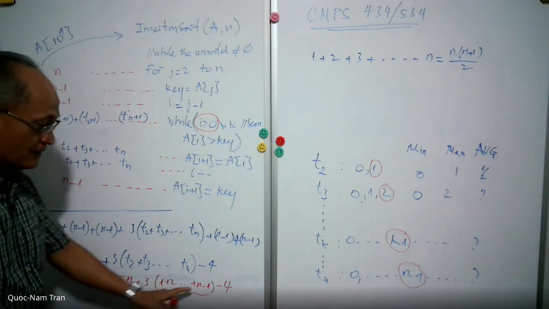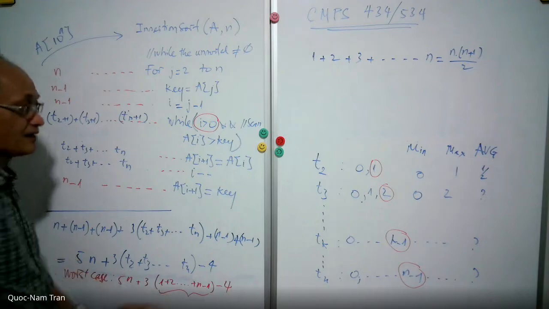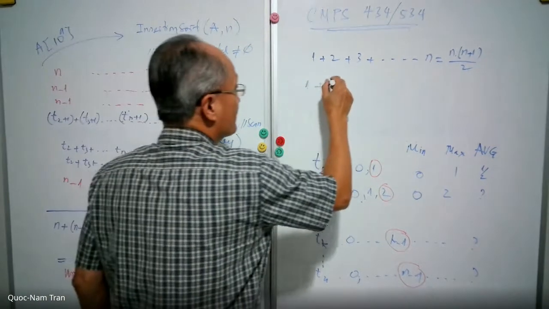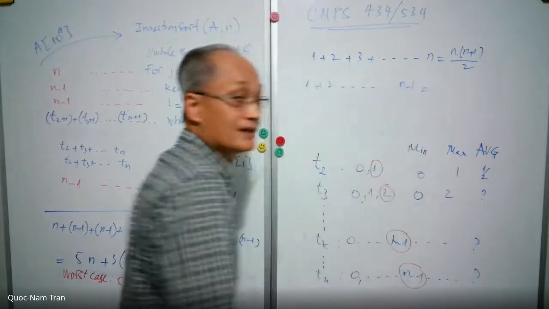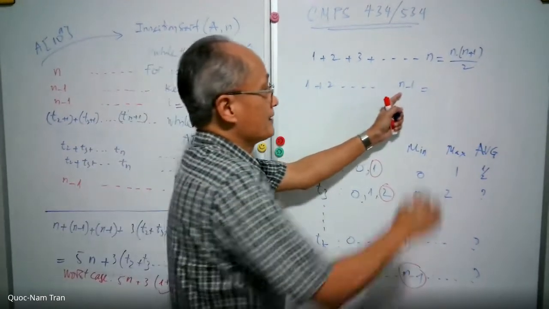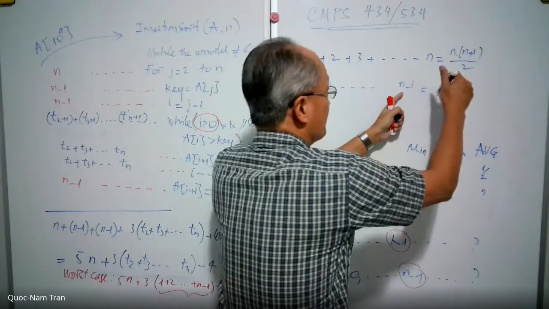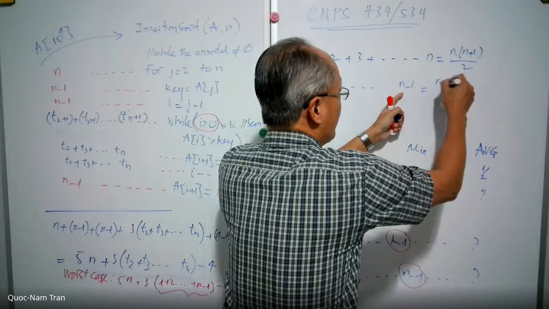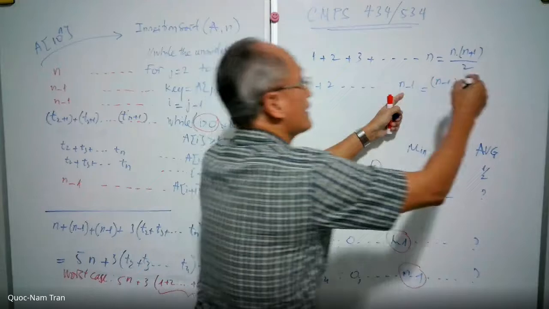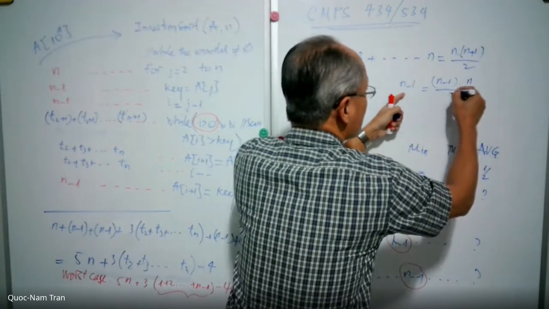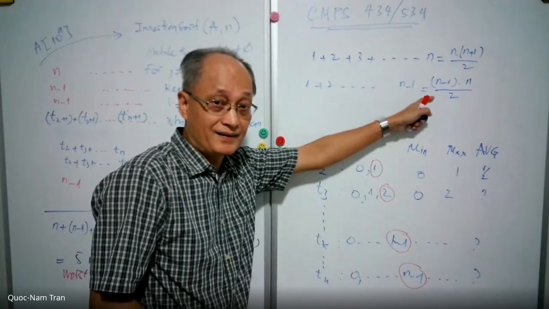Here you have from 1 to n minus 1, right? So the sum here, 1, 2 to n minus 1, will be, just substitute n minus 1 for n. You have n minus 1 times n minus 1 plus 1, which is n, divided by 2, right? So this sum will be here, all right?